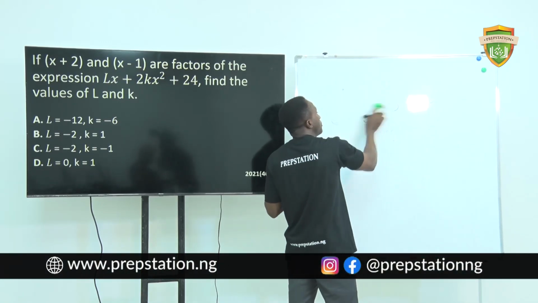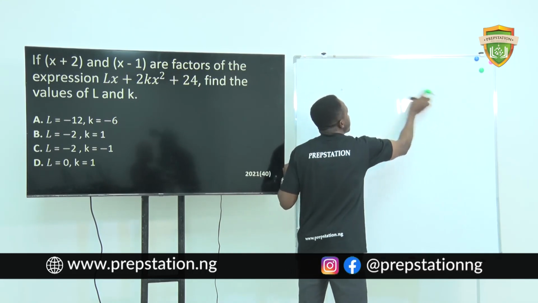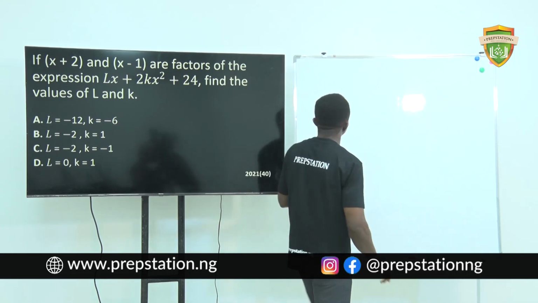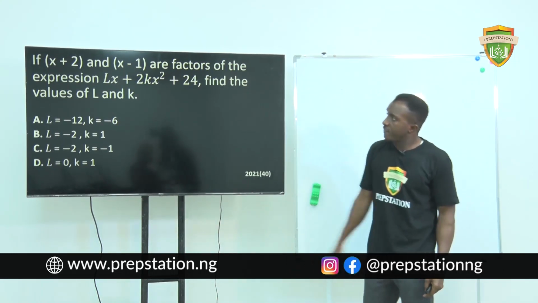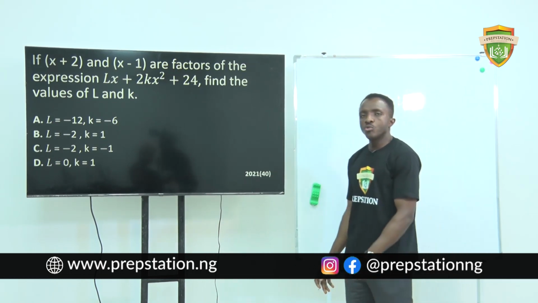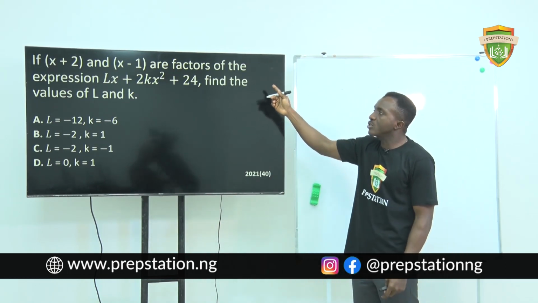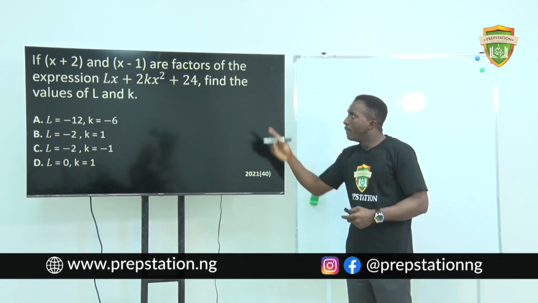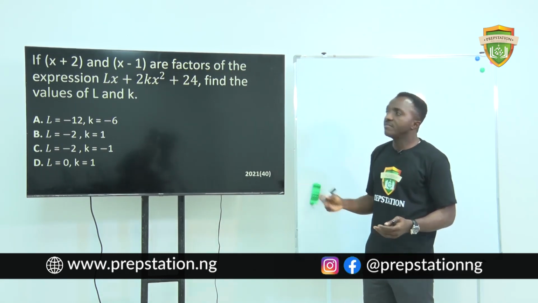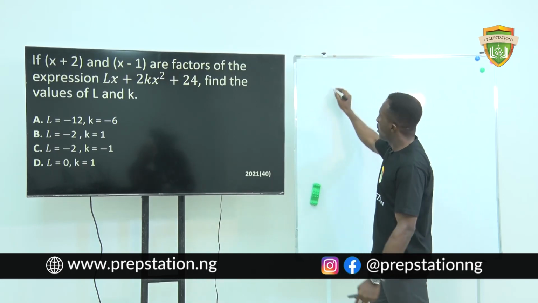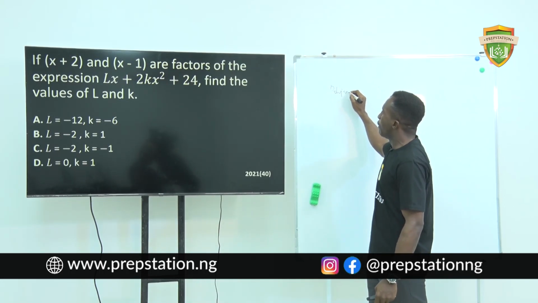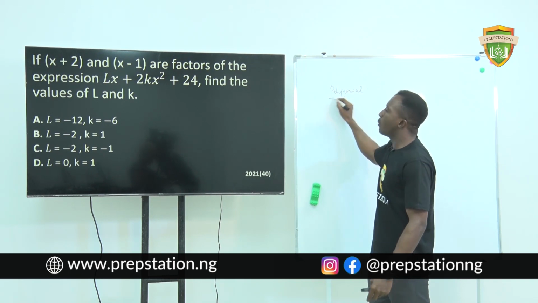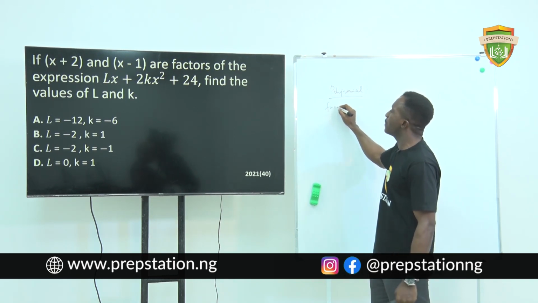Now, still under algebra, my last question under algebra, I am going to solve this question. The question says, if x plus 2 and x minus 1 are factors of the expression lx plus 2kx squared plus 24, find the values of L and K. Now this is under polynomial, and what we're treating here is what we call the factor theorem.